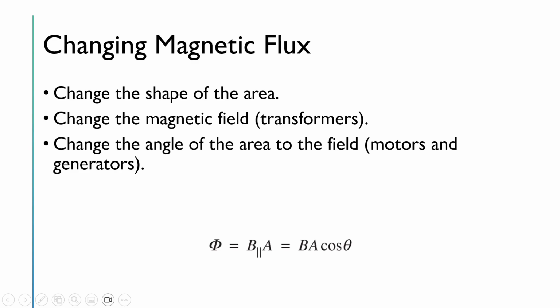You could also change the magnetic field that's passing through that area. That's quite closely related to concepts that we'll look at around transformers. But to change magnetic field, you would just be either increasing or decreasing B. You can also change the angle of the area to the field. So that would be changing theta. And this change is quite closely connected to concepts around motors and generators.